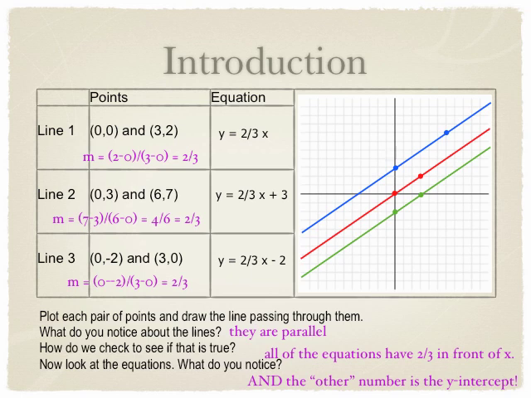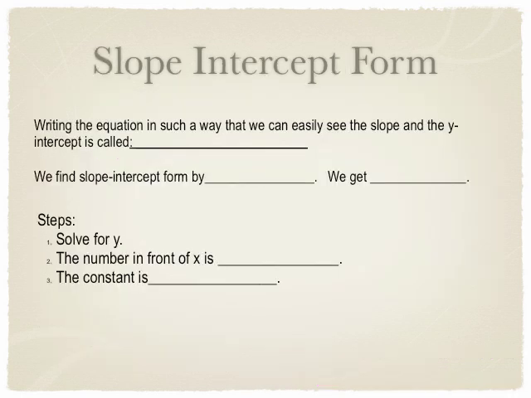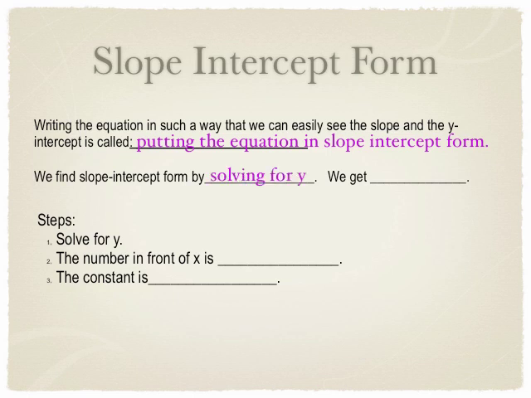Or you could notice in the ordered pairs that we were first given, we have the points (0, 0), (0, 3), and (0, -2). So we were actually given the y-intercept. Okay, writing the equation so that you can easily see the slope and the y-intercept is called putting the equation in slope-intercept form. So we find slope-intercept form by solving for y, and we get y equals mx plus b.